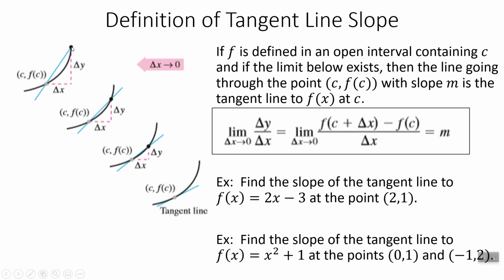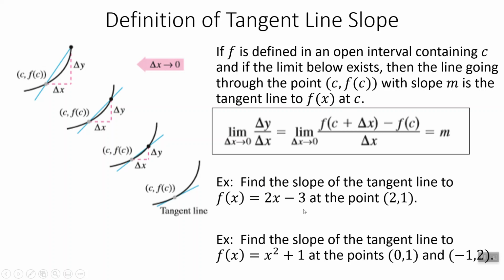Like I said, we take this secant line and slowly move it closer and closer. After we take the limit as delta x goes to 0, we get what's called the slope of the tangent line. So there's our m. If f is defined in an open interval containing c, and if the limit below exists, then the line going through the point (c, f(c)) with slope m is the tangent line at that point. So let's try this a couple of times.